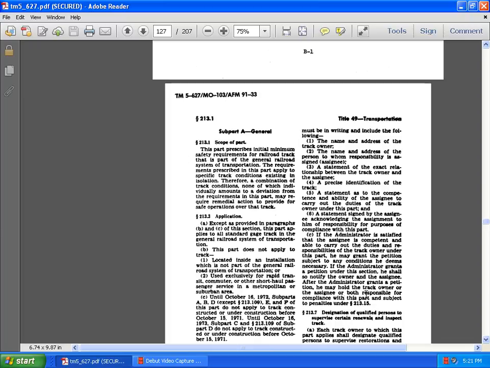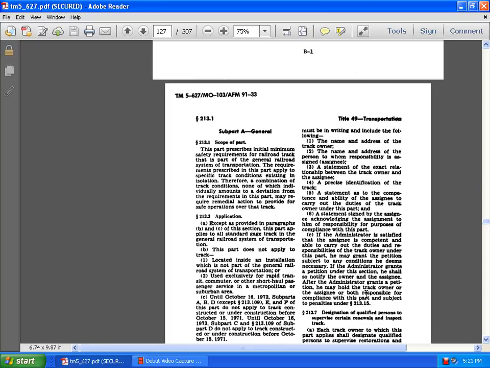213, Subpart A, General. Scope of the part. This part prescribes minimum safety requirements for railroad track. The general railroad system of transportation requirements prescribed in this part apply to specific track and conditions existing in isolation and in combination. Individual amounts of deviation from the requirements of the part require remedial action to provide for safe operation over the track.